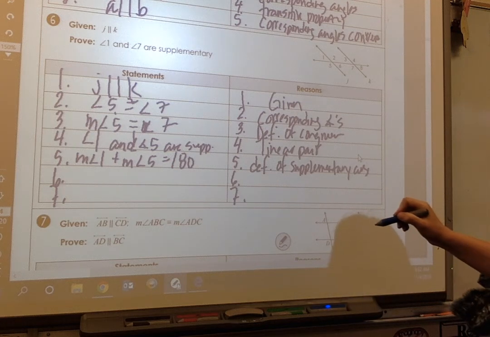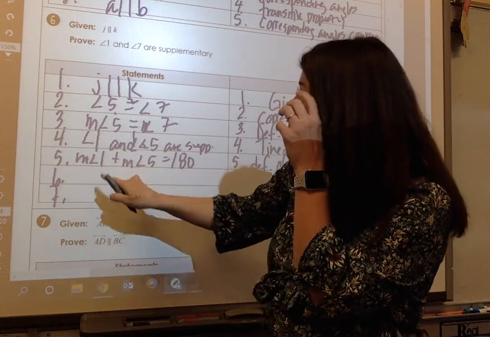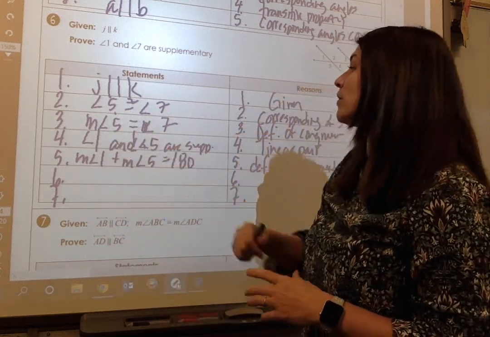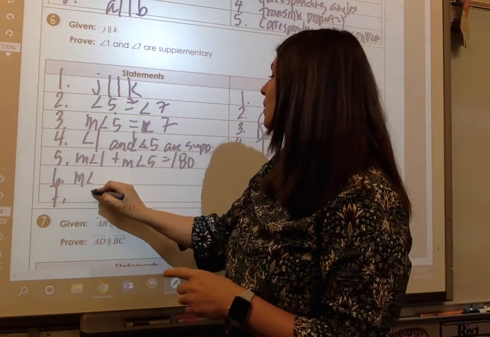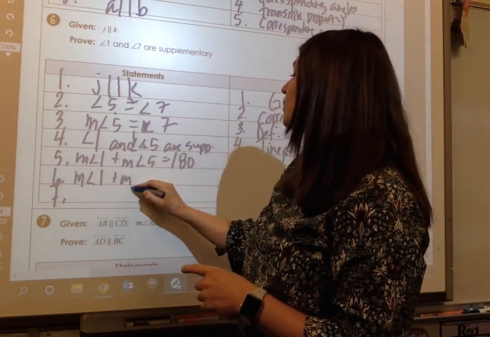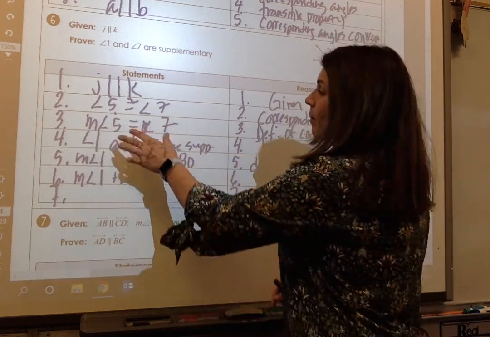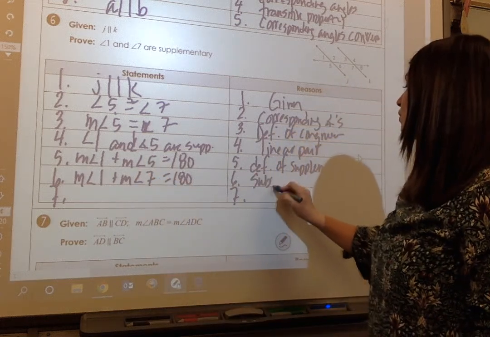And now I know, look what I'm trying to prove, that angle 1 and 7 are supplementary. Here I am at angle 1 and angle 5, and I know the measurement of angle 5 is equal to the measurement of angle 7. So now I'm going to say the measurement of angle 1 plus the measurement of angle 7 is equal to 180 degrees. And why? Because I'm substituting angle 5 and angle 7. So that's substitution.